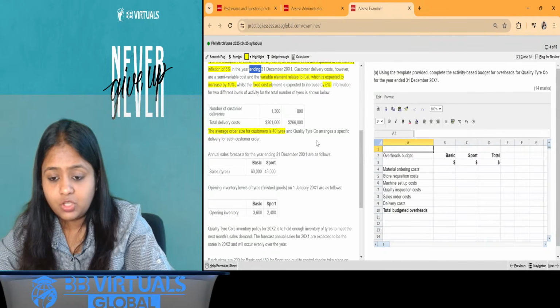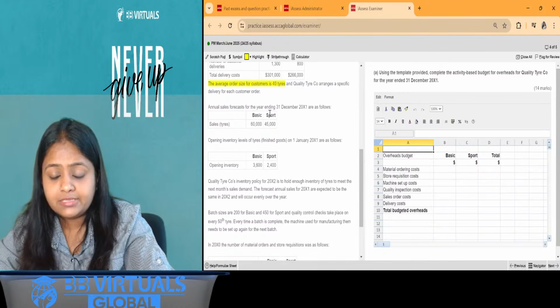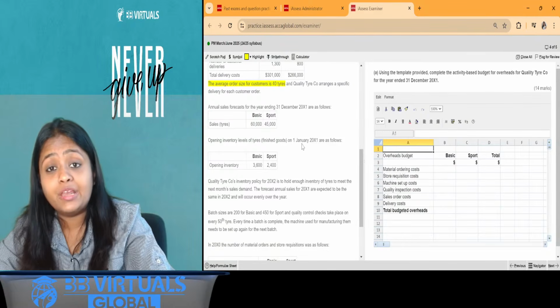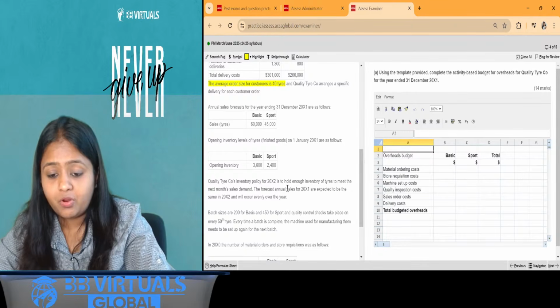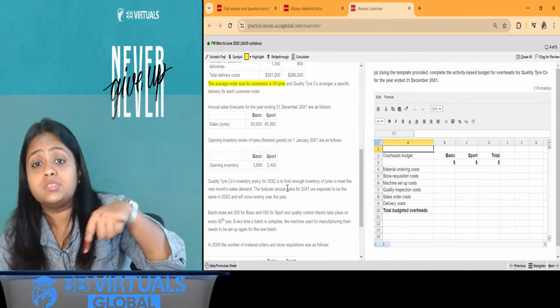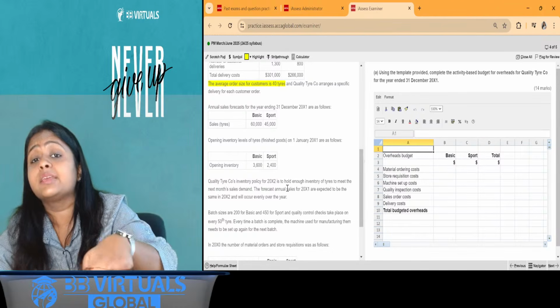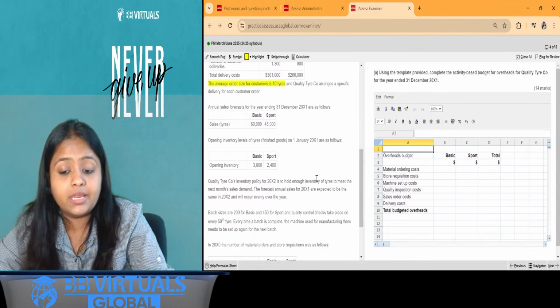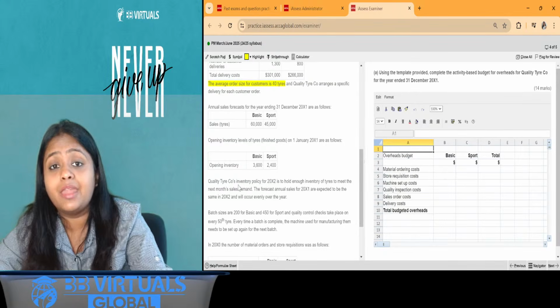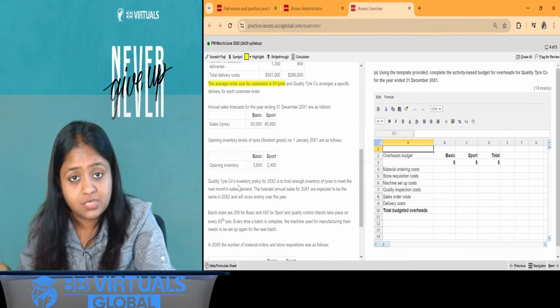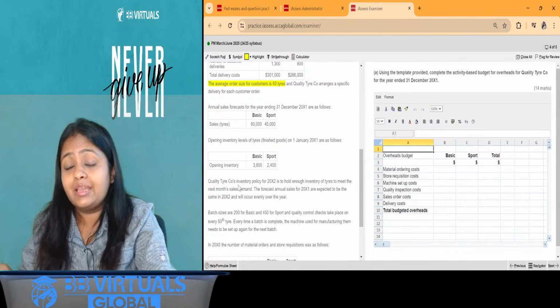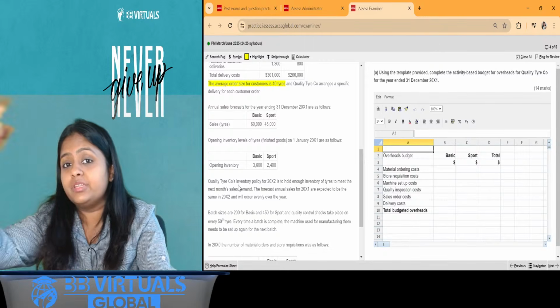Now, the quality tire company arranges a specific delivery for each customer. Annual sale forecast for December 20x1 is given. There is an opening level of inventory also given, and it says that quality tires company inventory policy for 20x2, that means the closing inventory detail, is to hold enough inventory of tires to meet the next month's sales demand. That means if we are at year end of 20x1, I need to ensure that I have at least 1 month inventory for the next year.